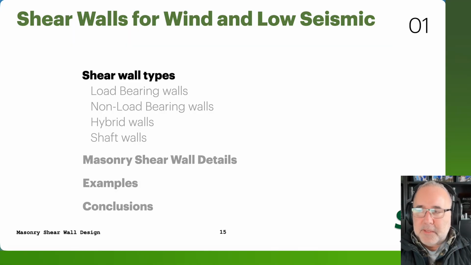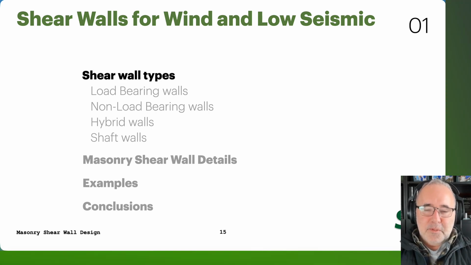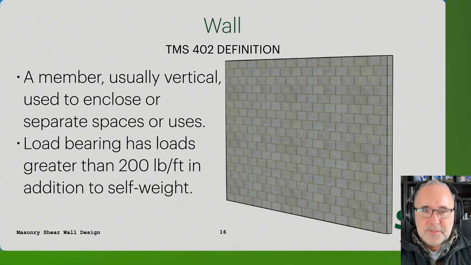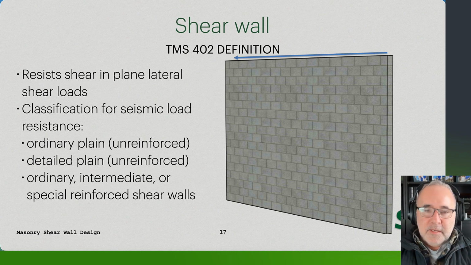Different shear wall types. Again, we'll go through some of the different definitions for some of these elements, and then we'll look at some of the different shear wall types that we have. Wall, it's a pretty simple definition that we have in the TMS code. It's just a member that defines spaces. Load-bearing walls are going to be something that has more than 200 pounds per foot, in addition to the self-weight. Shear walls are just going to be elements that resist in-plane shear forces.